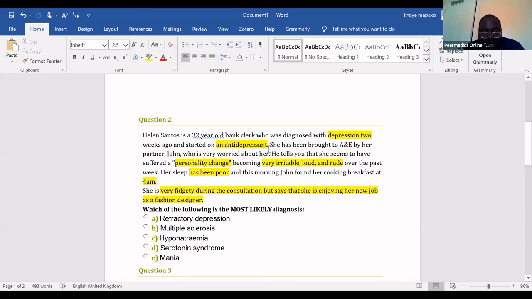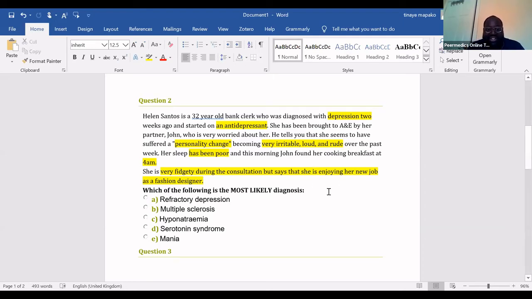And then it's personality change, being very irritable, loud, rude, the poor sleep, the strange behavior, cooking breakfast at 4 in the morning, her being physically fidgety and restless. You'll see this in patients who are having a manic episode. They just won't be able to sit still. And the last bit, she's enjoying her new job as a fashion designer, when we know that she's a bank clerk. So this sounds like a classic delusion of grandeur as well.